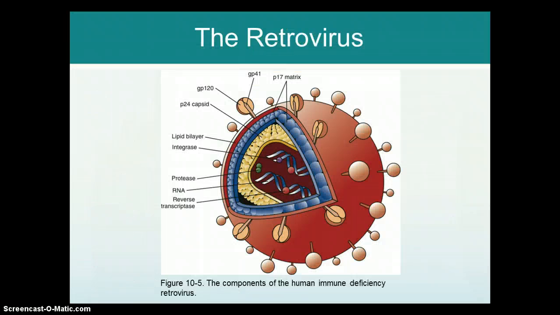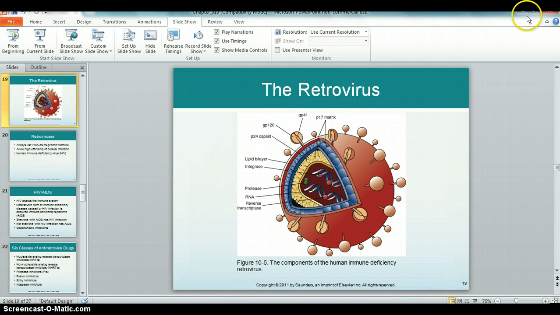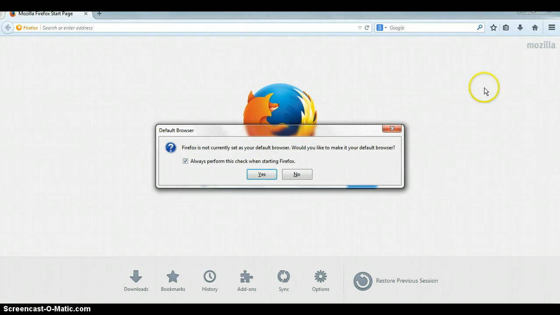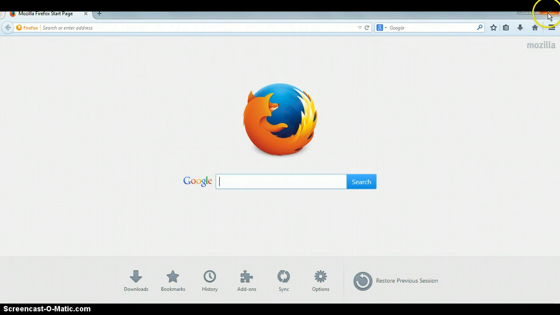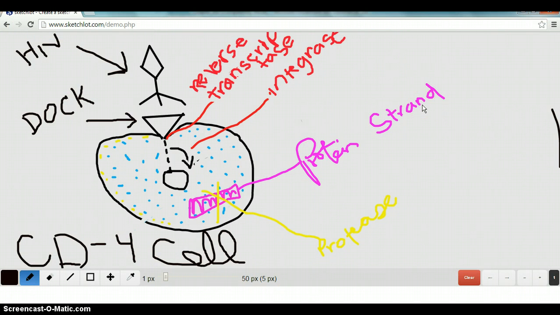Alright, so part 2 of this, we want to talk about retroviruses. And really quick, because this thing only gives you 15 minutes, what I'm going to do is show you, I created or found a website that allowed me to do an electronic whiteboard. On this electronic whiteboard, I was able to draw essentially what I would draw in the class. Okay, I'm going to explain what all of this is.